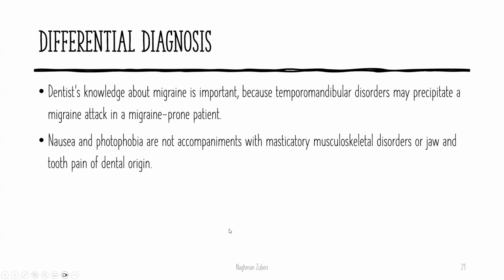Differential diagnosis. Dentists should have knowledge about migraine because it is important to differentiate it from TMJ dysfunction pain. It may precipitate a migraine attack in a migraine-prone patient. Nausea and photophobia are not accompaniments of masticatory musculoskeletal disorder or jaw and tooth pain of dental origin, whereas nausea and photophobia will be present in migraines.